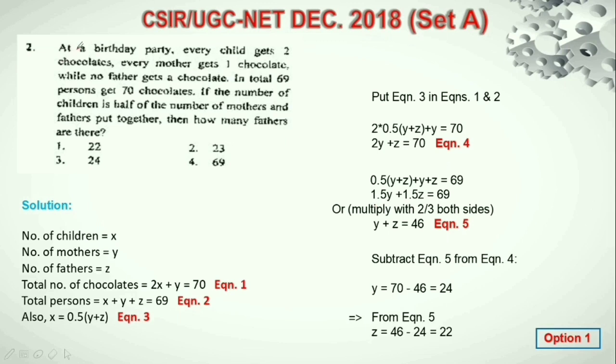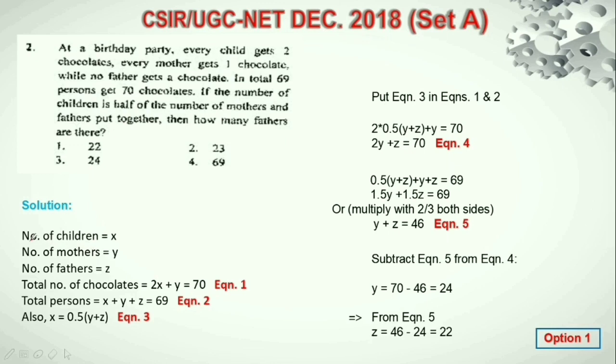So second question, at a birthday party, every child gets 2 chocolates, every mother gets 1 chocolate, while no father gets a chocolate. In total, 69 persons get 70 chocolates. If the number of children is half of the number of mothers and fathers put together, then how many fathers are there?